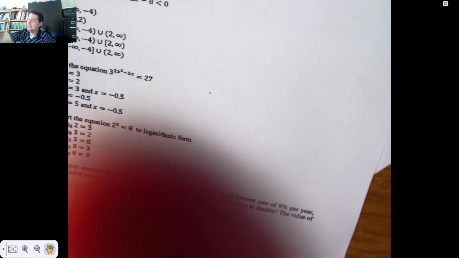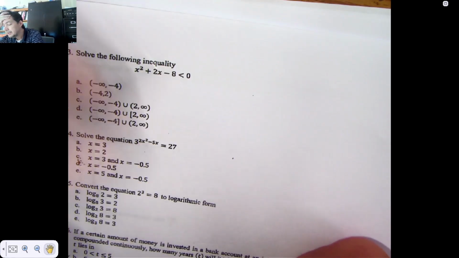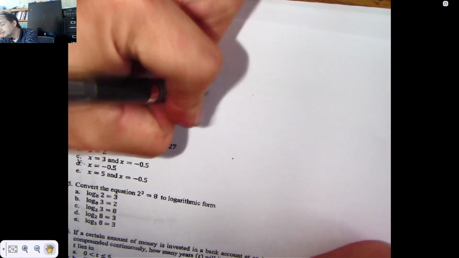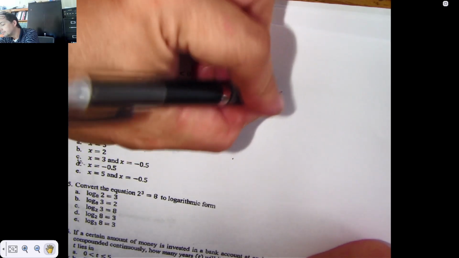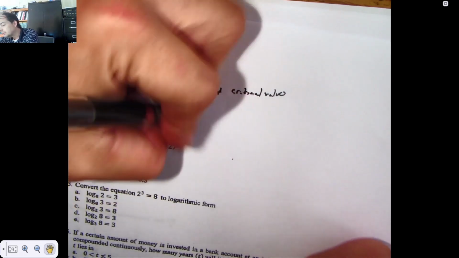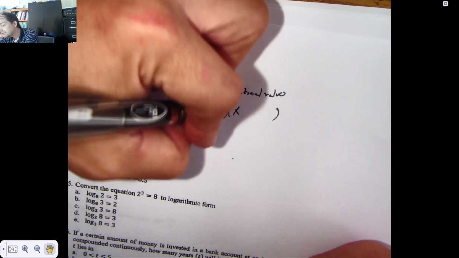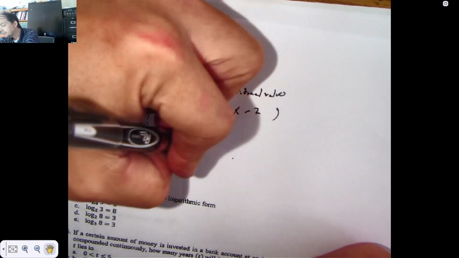All right, solve the following inequality. It's kind of the same deal. We did one of these yesterday when I was doing some notes with you. What you're going to do is factor to find critical values. Factors of 8 would be 4 and 2. So I need (x plus 4)(x minus 2). Your critical values are at negative 4 and positive 2.